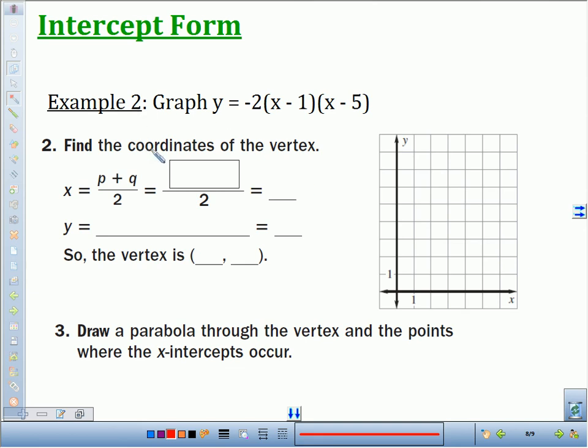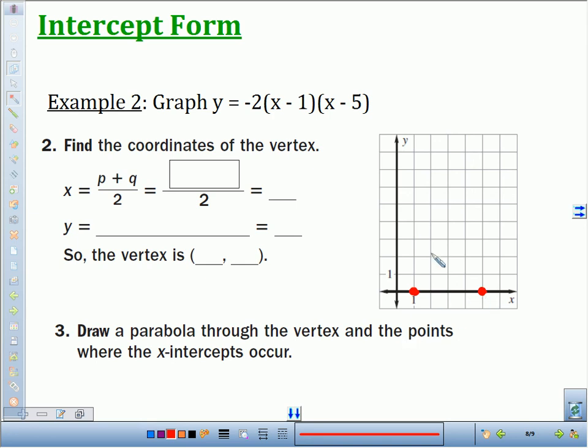We want to plot those 2 points, (1, 0) and (5, 0). So, I will plot this point at (1, 0), and I will plot another point at 2, 3, 4, 5, 0. So there are my 2 x-intercepts.